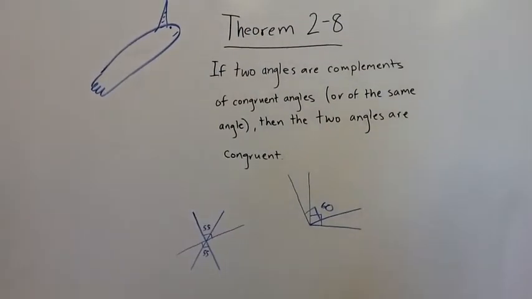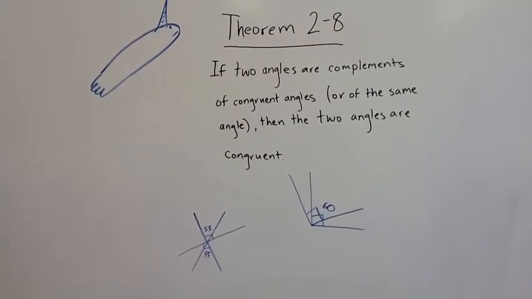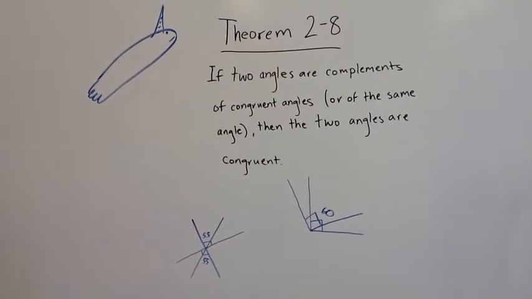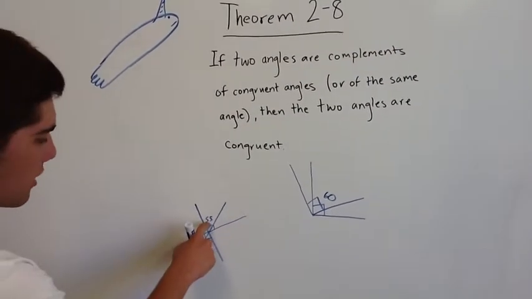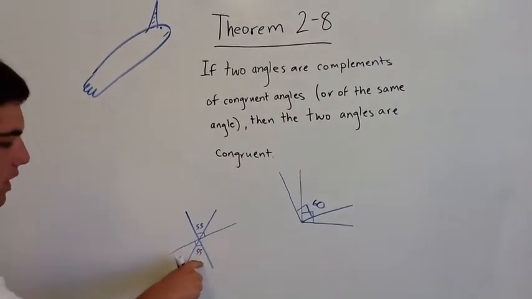Here we have theorem 2-8, which states if two angles are complements of congruent angles, or of the same angle, then the two angles are congruent. So we have two situations. It's a little busy, but these two angles right here and right here are vertical, so they're the same, they're both 55 degrees.